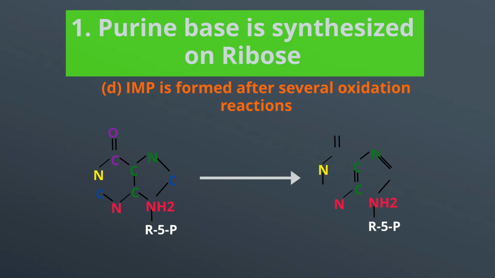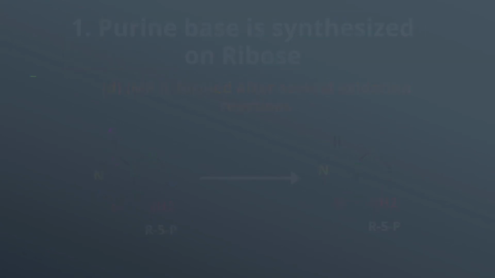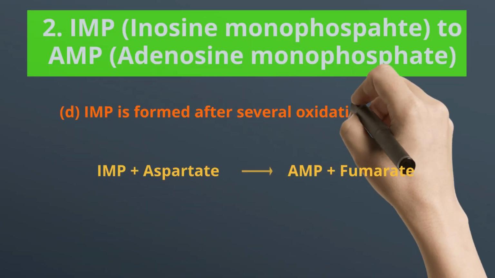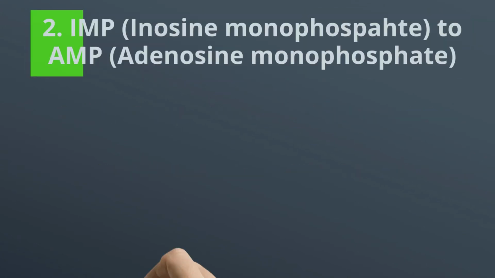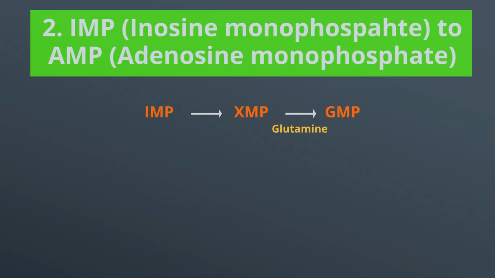IMP is cleaved in the liver. Its free base, or nucleoside, travels to various tissues where it is reconverted to the nucleotide. IMP is the precursor of both AMP and GMP. IMP reacts with aspartate with the expense of GTP to form adenylosuccinate, which after release of fumarate forms AMP. IMP undergoes oxidation to form XMP, xanthosine monophosphate, with the help of NAD, nicotinamide adenine dinucleotide. XMP later utilizes glutamine with the expense of ATP to form GMP.